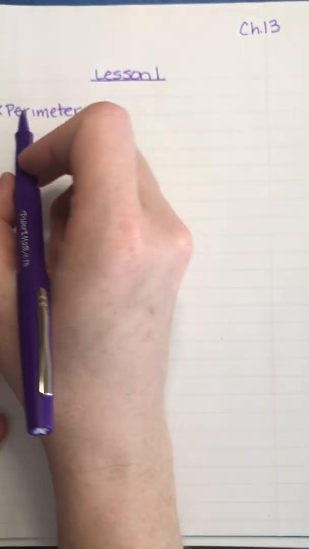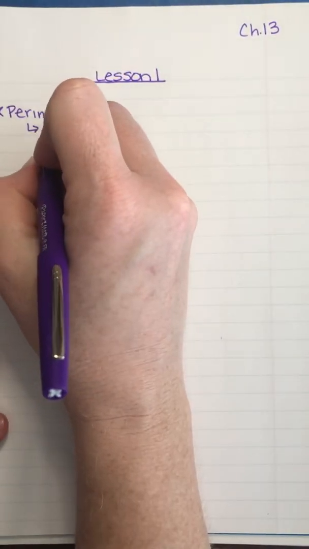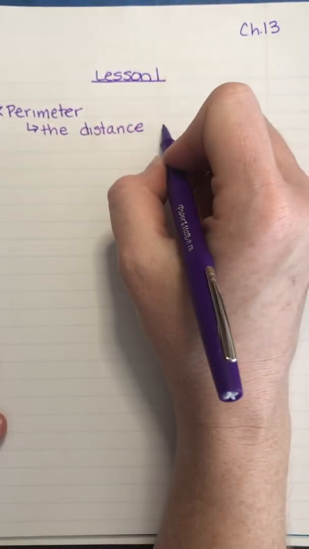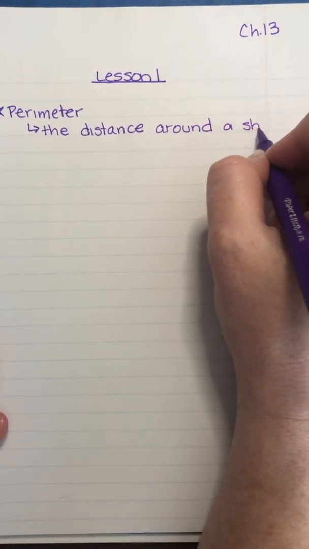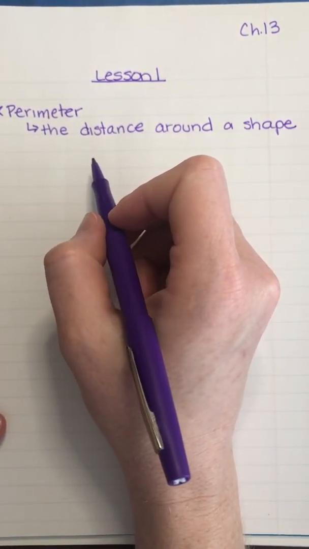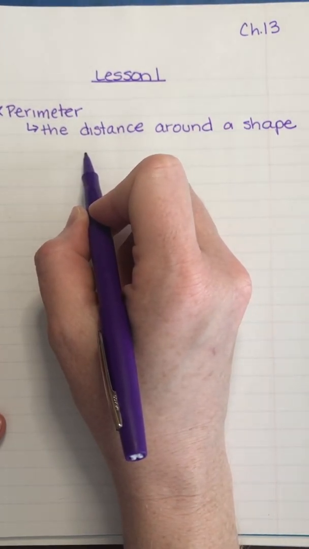All right, so perimeter, first of all, we should probably understand what that is. Perimeter is the distance around a shape. Now, as long as it's a closed shape, you can find the perimeter of it. Most of what we're going to work with is going to be squares and rectangles, so that's what I'm going to show you today. But you can find the perimeter of a triangle, you can find the perimeter of a hexagon, you can find the perimeter of any closed figure, but we're going to work with squares and rectangles.